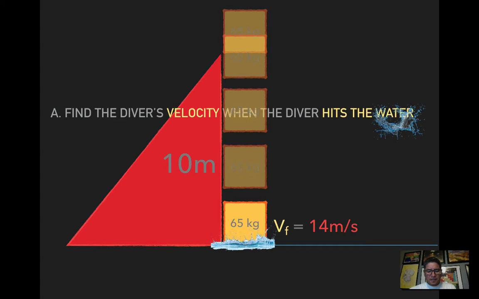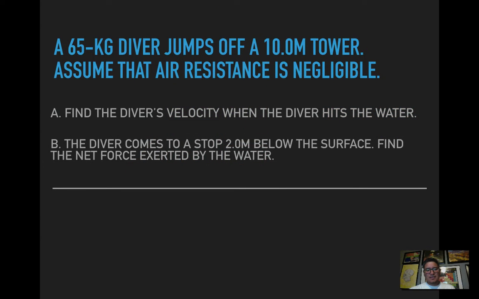Now, let's see if this is going to be useful for part B. Part B is asking, the diver comes to a stop 2 meters below the surface, and it wants me to find the net force exerted by water. That's very key because it's asking for the force exerted by water, not by the diver himself.